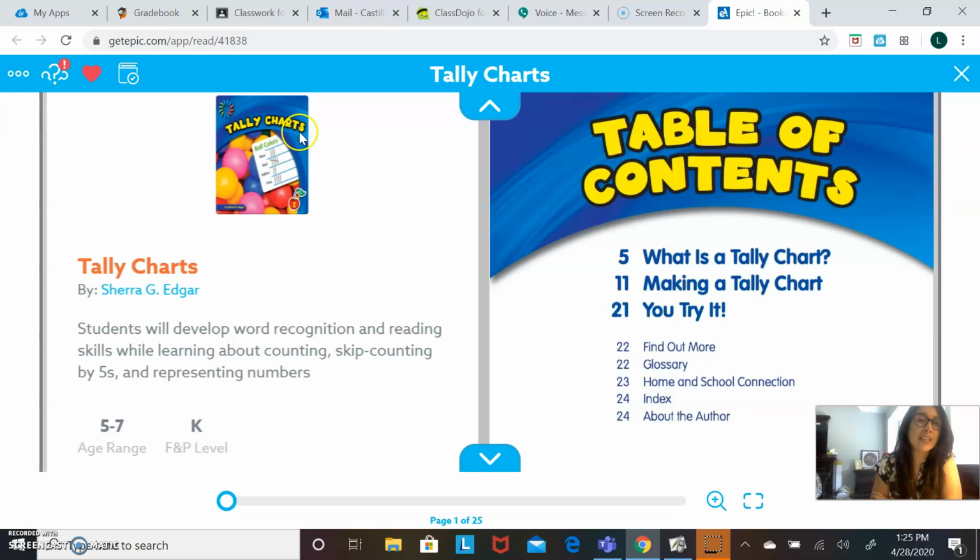Tally charts is the topic of this text, and as we've talked about in the past, many informational texts will have a table of contents which tells us what we're going to find inside this text, and we know that the numbers represent the page numbers. So let's go ahead and get started.